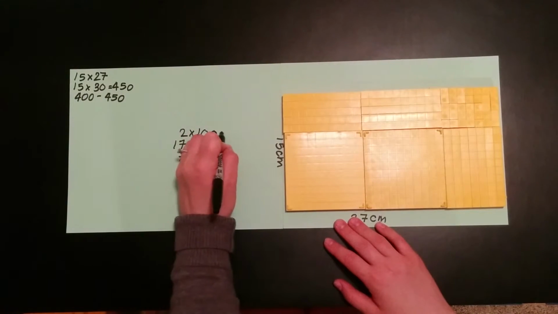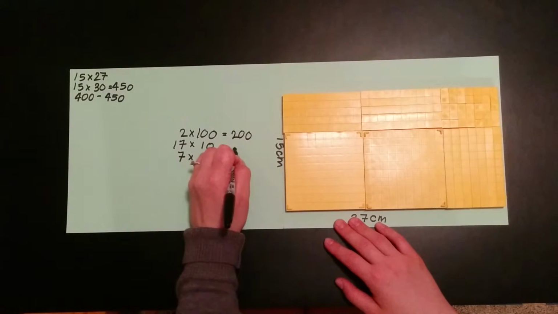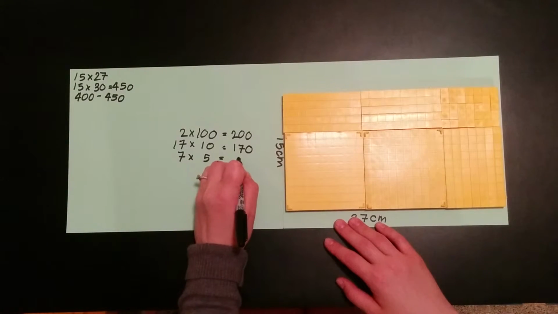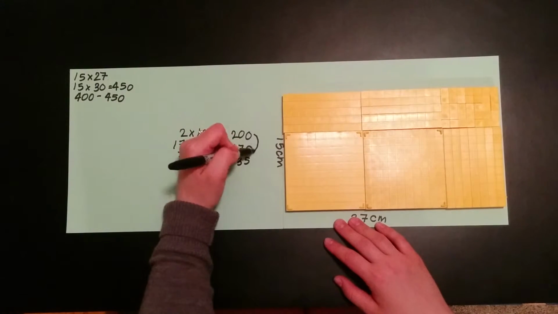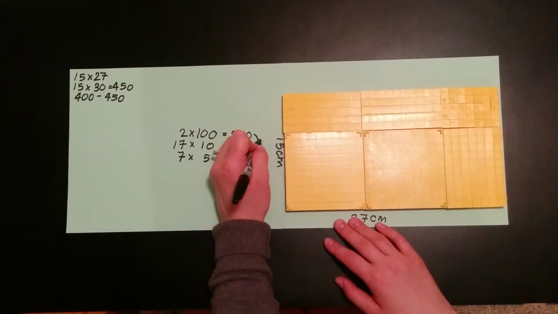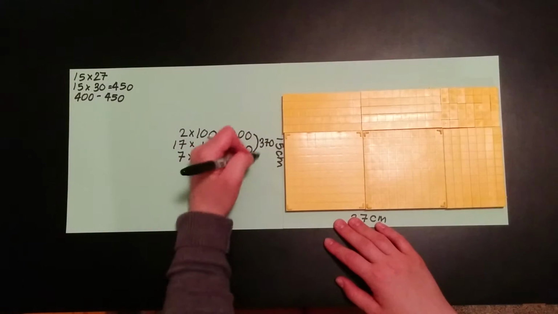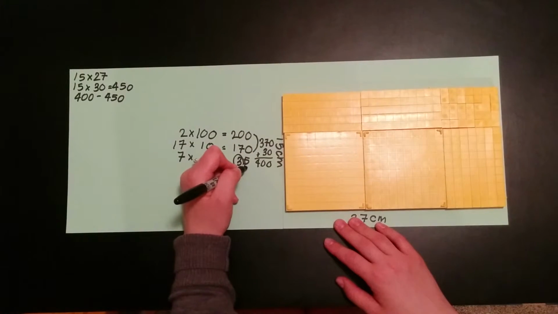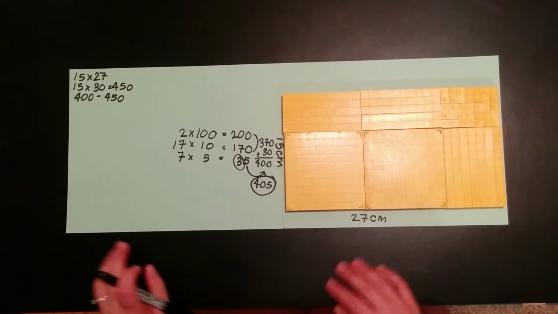So 2 multiplied by 100 is 200. 17 multiplied by 10 is 170. You can just add a place value. And 7 multiplied by 5 is 35. So to add these together, I'm going to start by adding 200 and 170 to get 370. And then I'm going to add in this 30 to get us to 400. And then I'll add in this 5 to get us to 405. So my answer for this equation is 405.